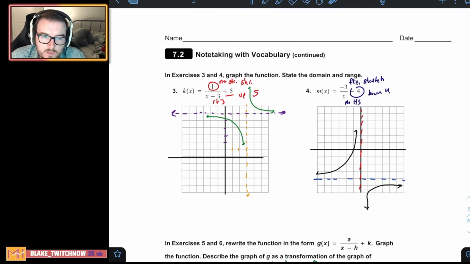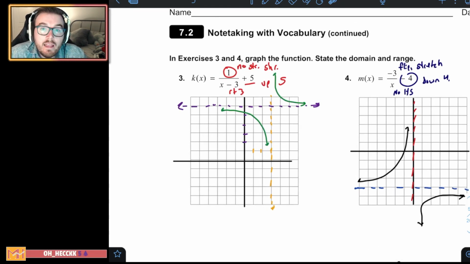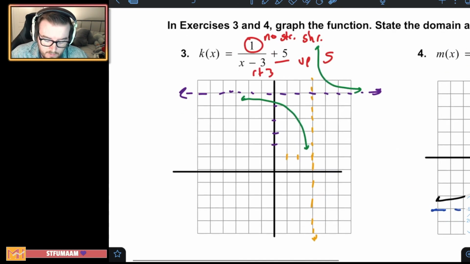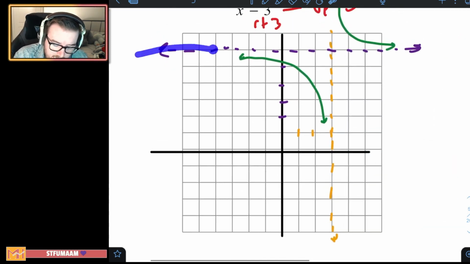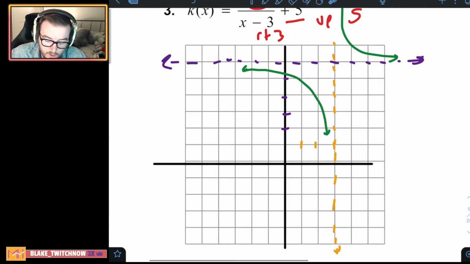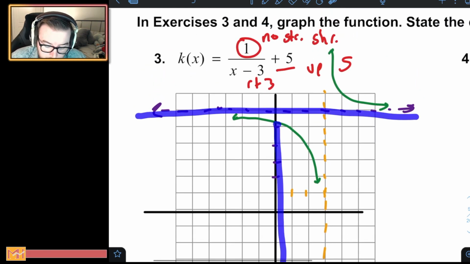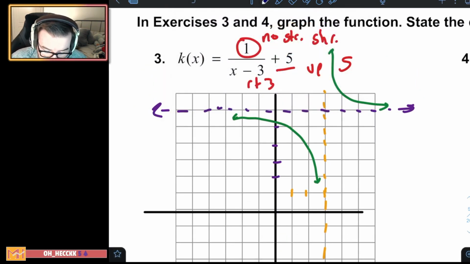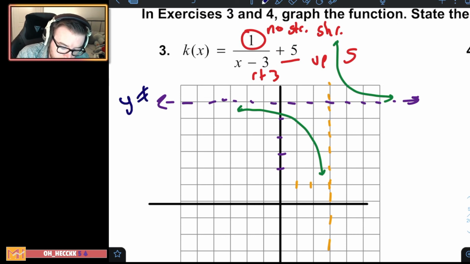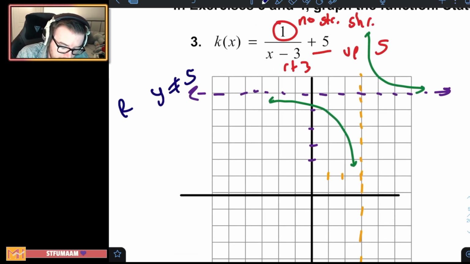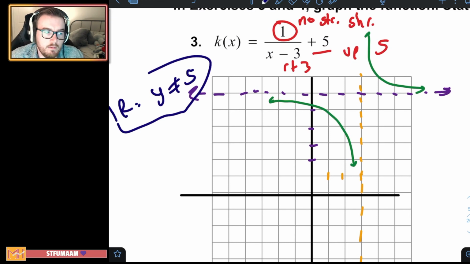What are other types of questions you could be asked? Domain and range, right? But the domain and range play off of the asymptotes. We already experienced this with exponential and logarithmic functions, people. When looking at this graph, this asymptote is restricting our range. I cannot ever equal the purple line. My range, simply put, cannot equal 5. That is my range. Everything else, free game. Simply put, I cannot equal 5.